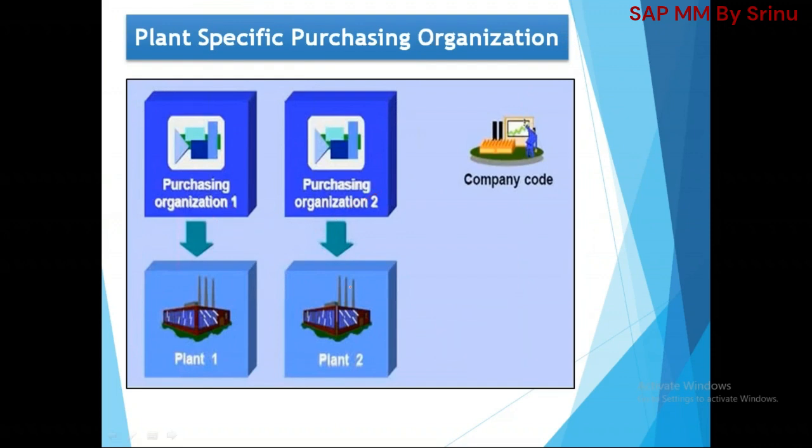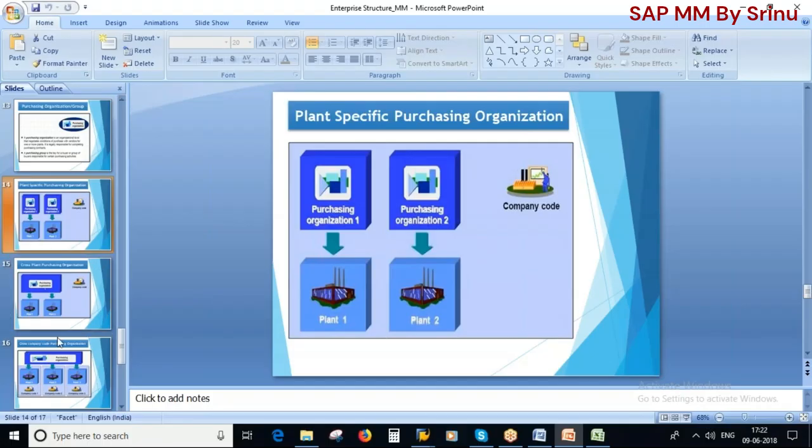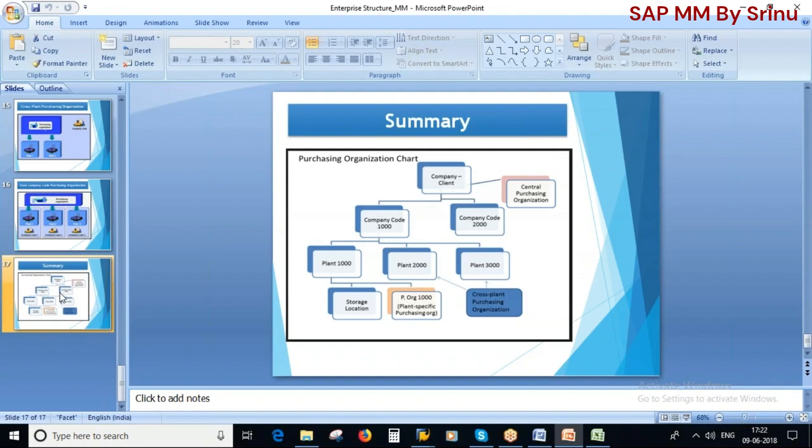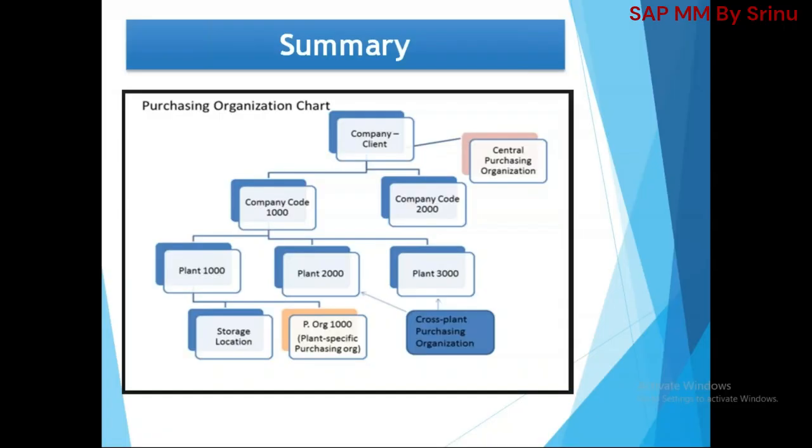Plants. Plant specific. Every plant will have their own purchasing department, and they will create a separate purchasing organization for them. So this is the plant specific purchase organization. Now this is the summary of whatever we discussed.